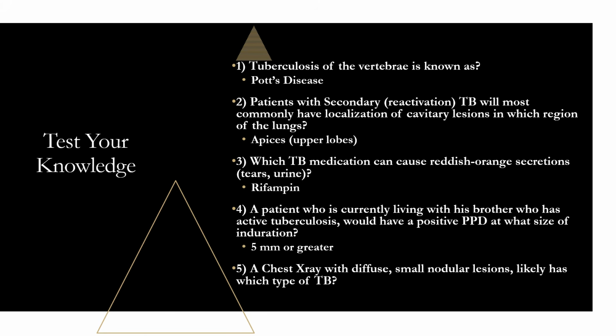And then question 5, chest x-ray with diffuse small nodular lesions likely has which type of TB? So diffuse small nodular lesions kind of look like millet seeds. That's going to be your miliary tuberculosis. All right, so that is TB.